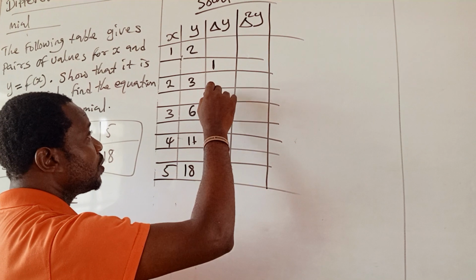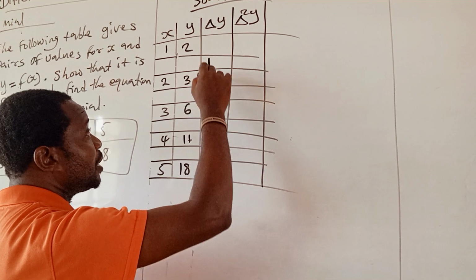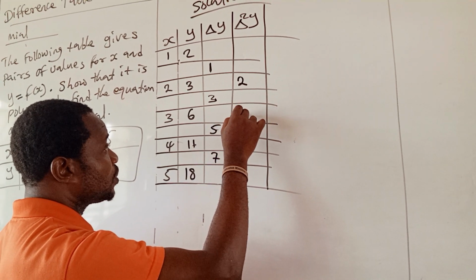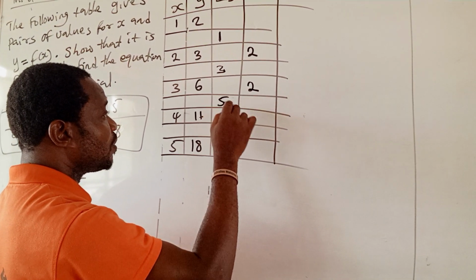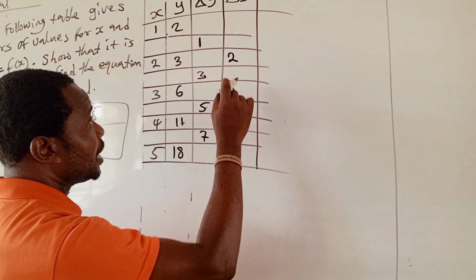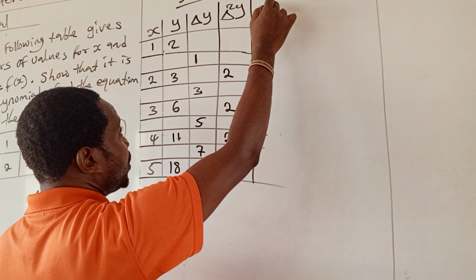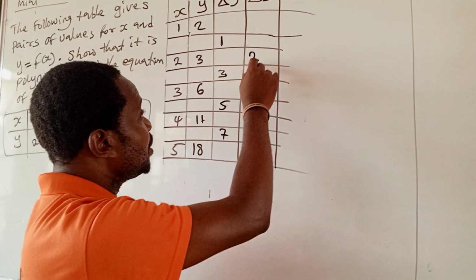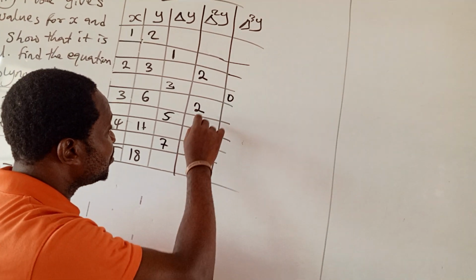You say 2 minus 1, 3 minus 1 will give us 2. 5 minus 3 will give us 2. 7 minus 5 will give us 2. If you check now, if you want to get your third difference, you discover that everything will be 0. So this minus this will be 0. This minus this will be 0.